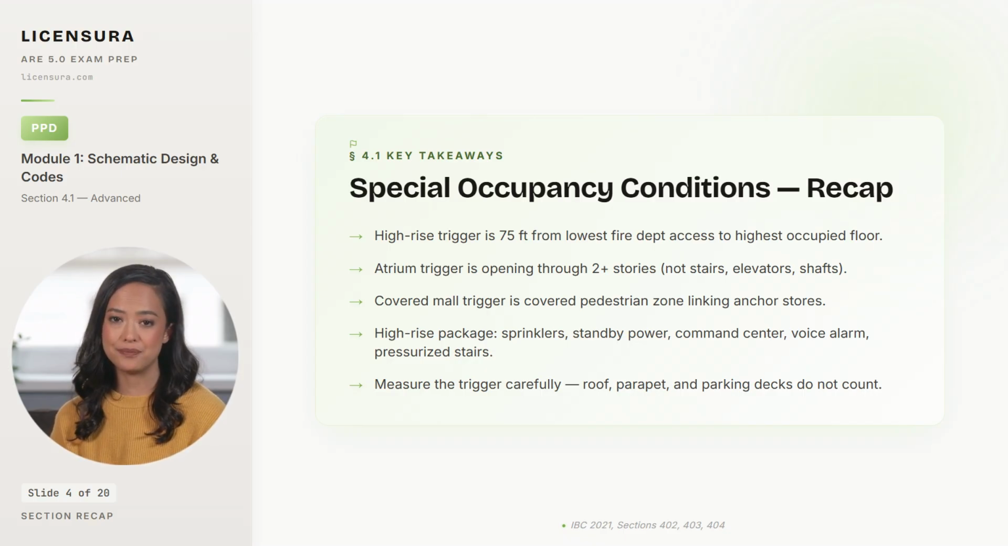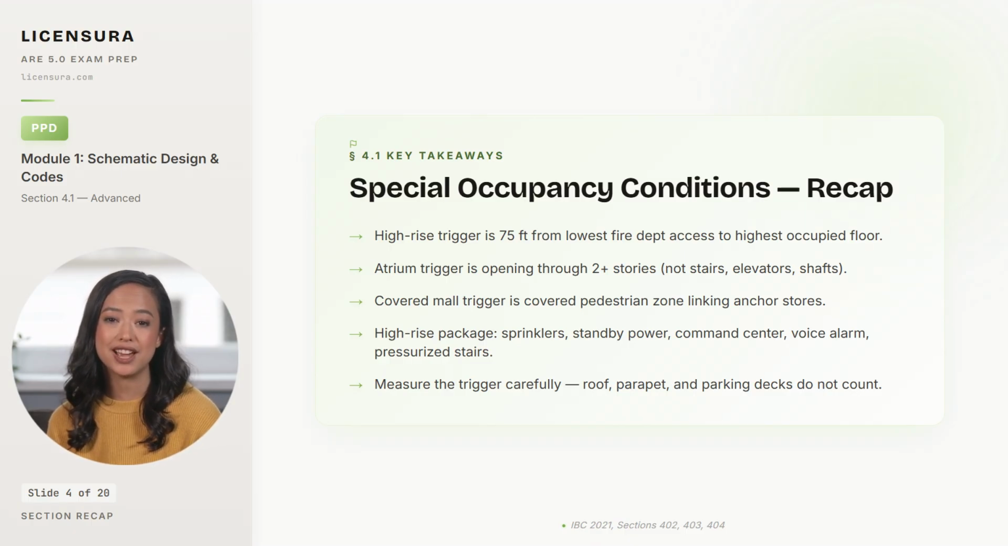Fourth, the high-rise package layers 5 mandatory items: sprinklers throughout, standby power, a fire command center, an emergency voice alarm, and pressurized stair enclosures, and skipping any one of them fails the permit. And fifth, measure the trigger carefully on every project, because roofs, parapets, equipment penthouses, and parking decks do not count toward the highest occupied floor.